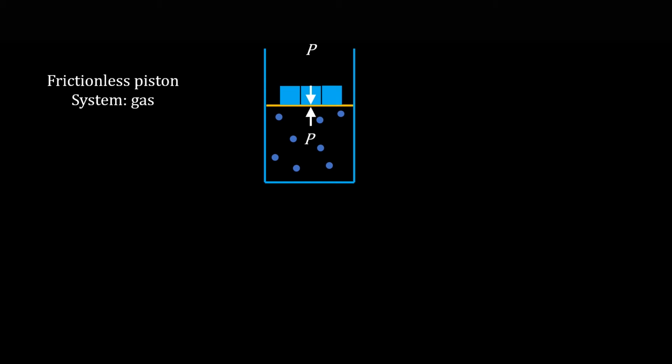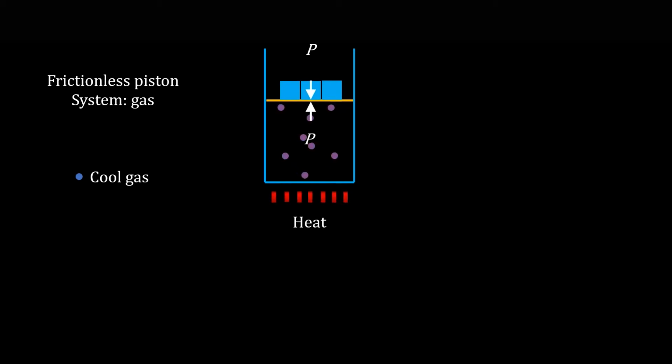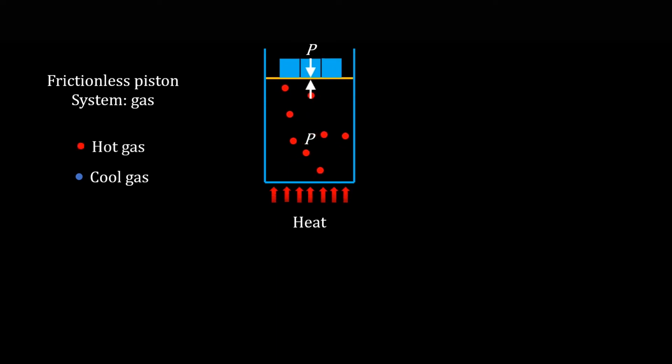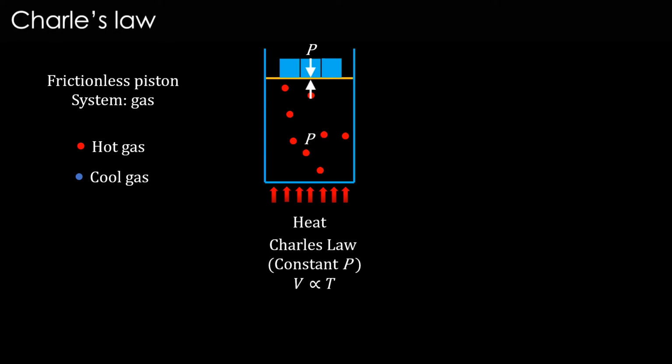Initially, the gas is at low temperature. When heat is applied, the gas expands. The weight on top of the piston is not changing, which means the pressure is constant. The gas is now hotter. Charles' law says at constant pressure, the volume is proportional to temperature. In a graph, volume versus temperature is a straight line.